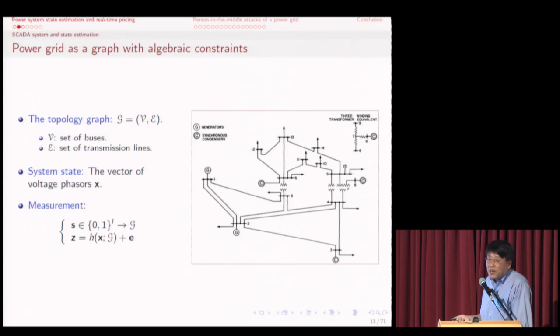Okay? So what is sent to the control center are the digital data that describe the network topology and analog measurements that relate the measurements to the actual network state, which is of course also a function of the topology. And then you have noise. Okay, so this is the simple model, a graph with algebraic constraints. And this function is a nonlinear function. It has a mild level of nonlinearity, such as cosines in it.